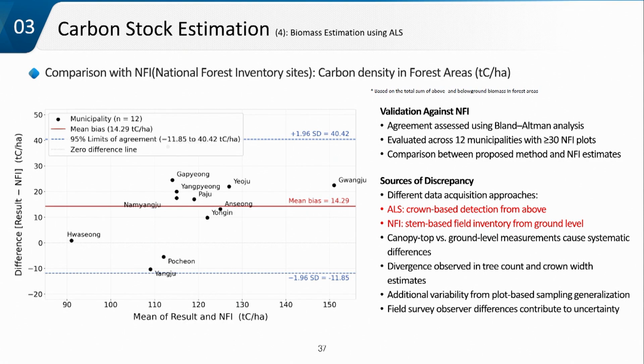But some variations are expected because the ALS airborne LiDAR dataset sees from the top, whereas the national inventory sees from the bottom.